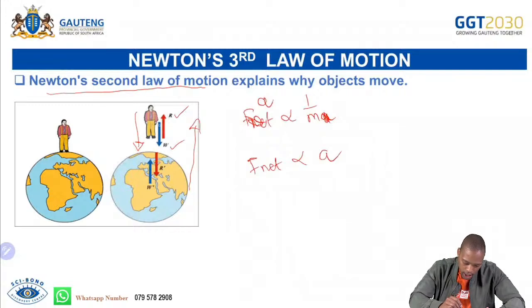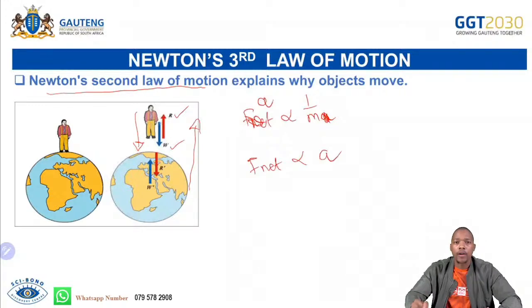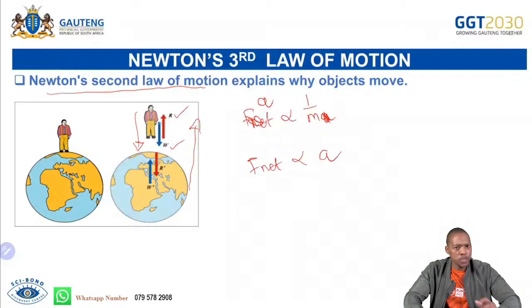In this case, the action would be what? The force exerted by the earth on yourself, and the reaction would be what? The force exerted by yourself on the earth. It would be equal in magnitude. It would be opposite in direction. Right, I hope Newton's third law makes sense.